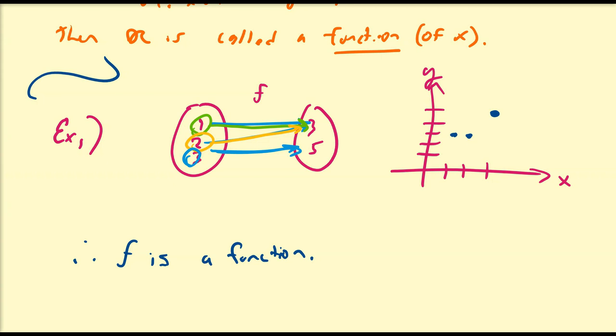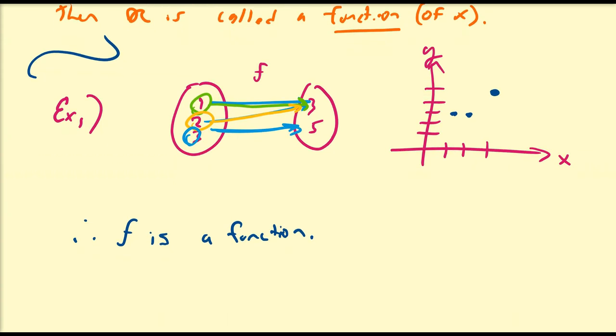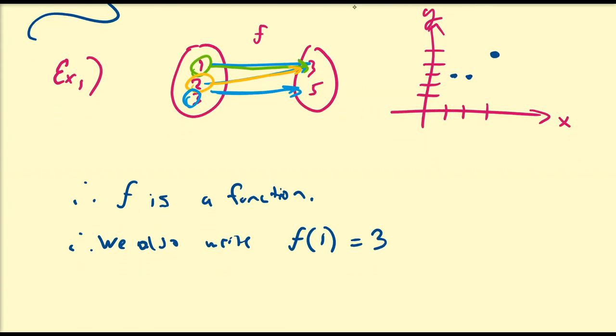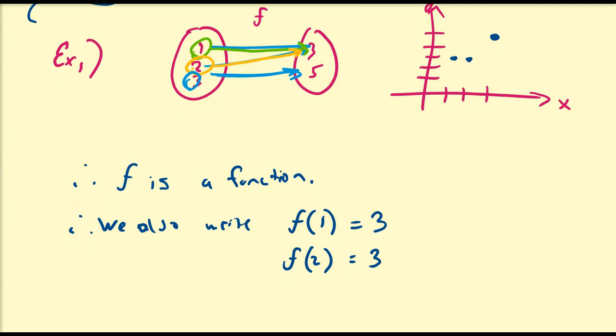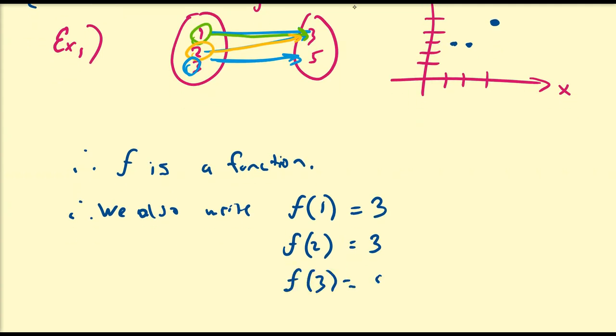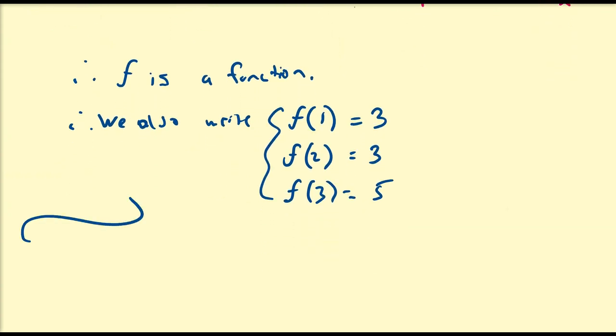F-U-N, there we go. So if this is a function, sometimes we extend the notation a little bit more. We also write that f of 1 is equal to 3. So that means 1 goes to 3 underneath the rule of f. f of 2 is equal to 3. That means 2 goes to 3 underneath the relation f. And also f of 3 is equal to 5. That means 3 goes to 5 underneath the rule of f. Alright, so let's consider another example. So example 2.